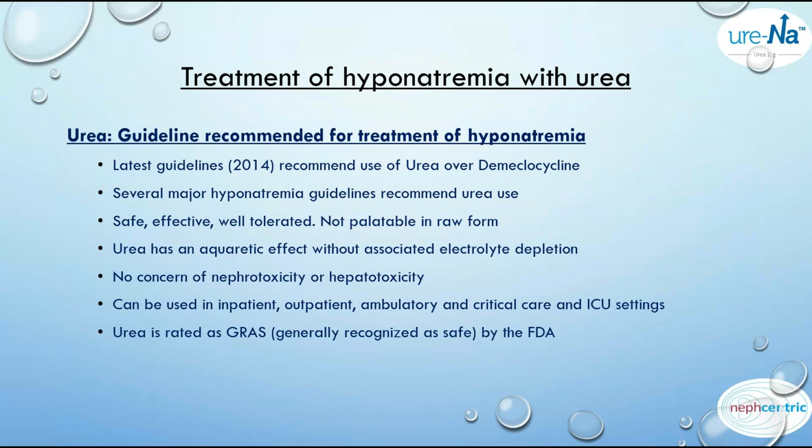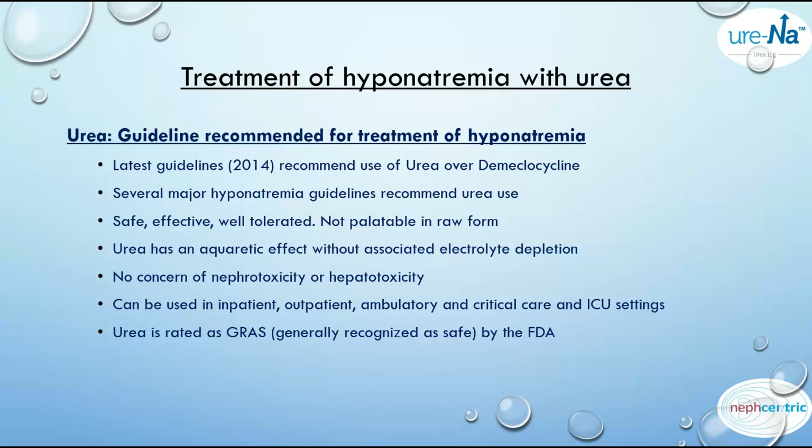The next slide tells us about the guideline recommended treatment of hyponatremia utilizing urea. In the latest guidelines in 2014, they recommended use of urea over demeclocycline. Several major hyponatremia guidelines have recommended urea for use, primarily because of its safety and efficacy. It is indeed well tolerated, but if it is in the raw form, it is not very palatable. And that's why there is an opportunity, as we will discuss in the next few slides, about utilizing urea in a more palatable form.